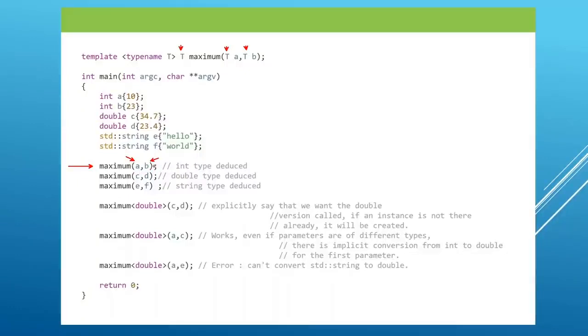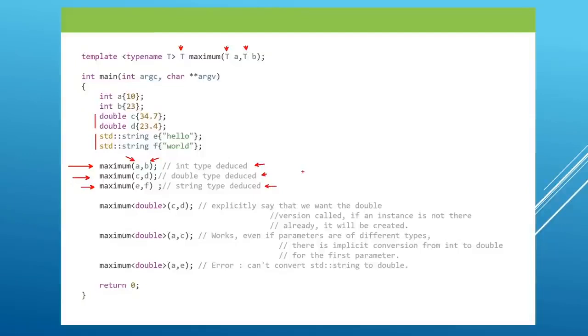And for the first example here, we are passing in int parameters. So int is going to be deduced. For the second function call, we are passing in double parameters. So a double function template instance is going to be generated. For the third call here, we are using std string parameters. So we are going to deduce a template instance that uses std string here. This is what we mean by template type deduction.